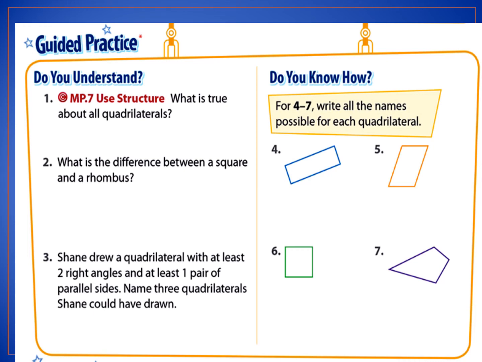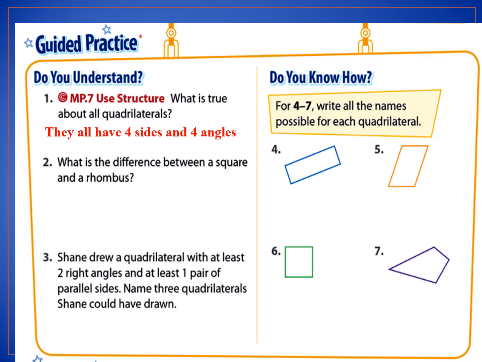So what do you know about the quadrilaterals? Yes, 4 sides and 4 angles. So they all have 4 sides and 4 angles. What is the difference between a square and a rhombus, guys? As I said to you before, the square is a special rhombus.